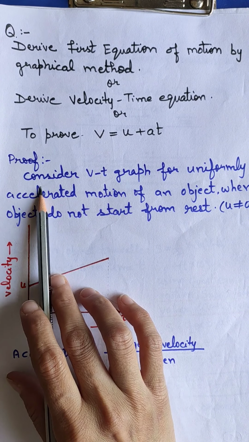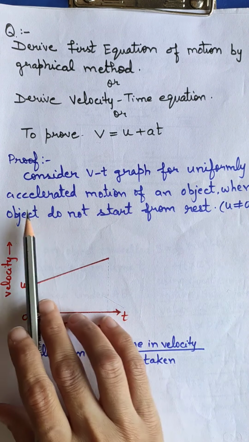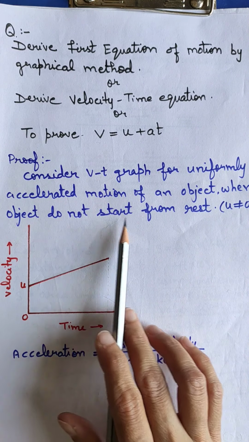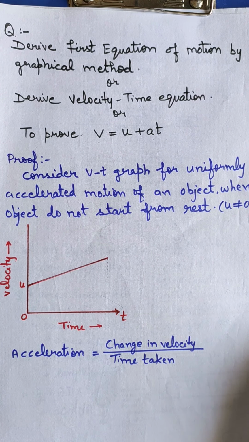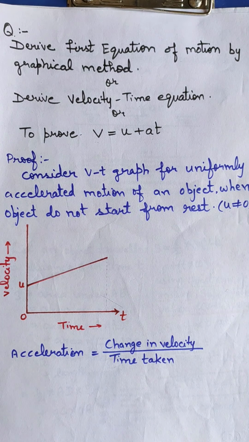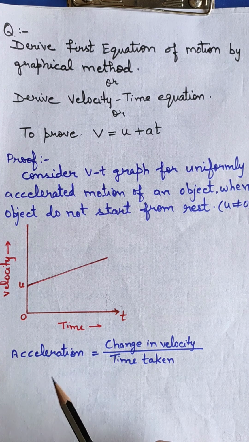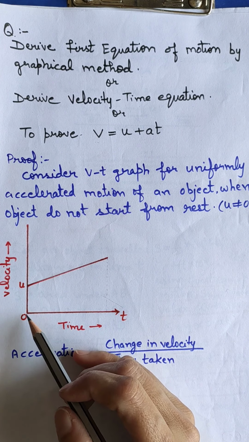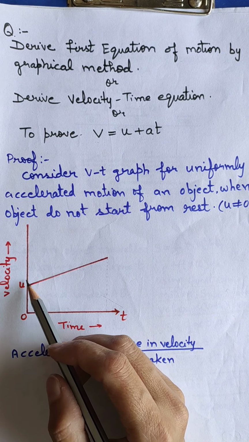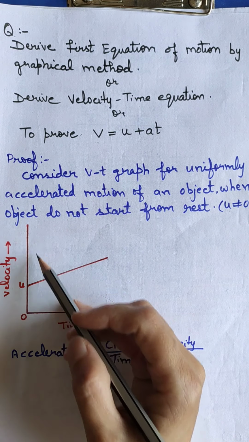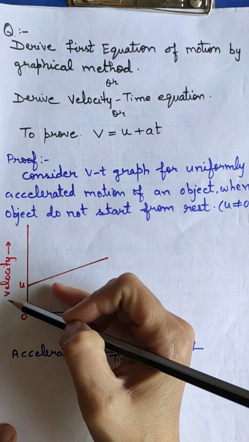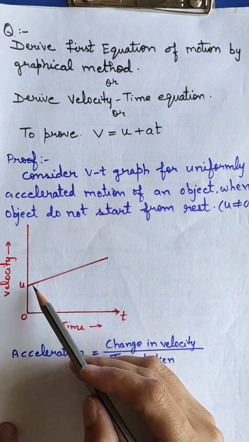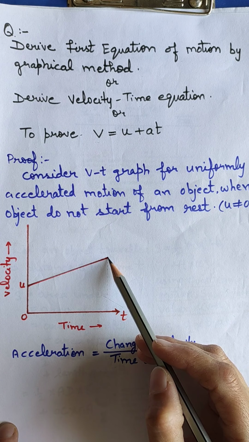First, consider the velocity time graph for uniformly accelerated motion of an object when the object does not start from rest. If the object does not start from rest, it means its initial velocity is not equal to zero. The object is already moving. When we start considering the object, at that time it was having some velocity. So for that, this is the graph, and on this side we have taken velocity, this is time, and this graph is giving us the uniformly accelerated motion.